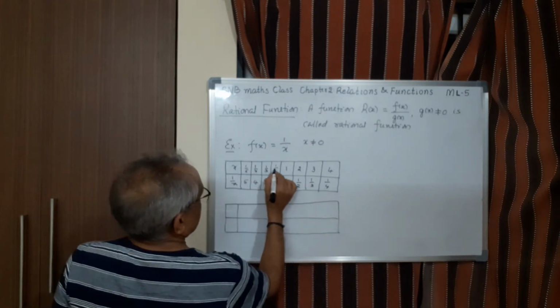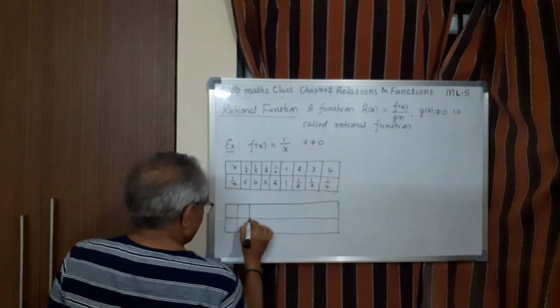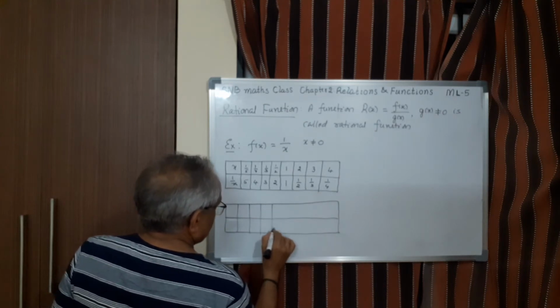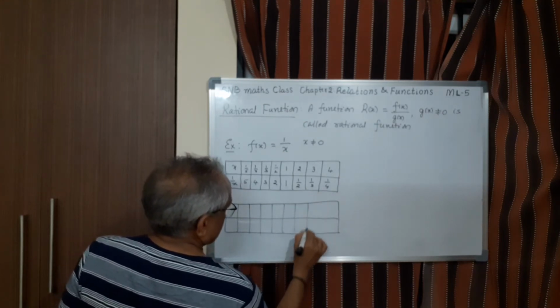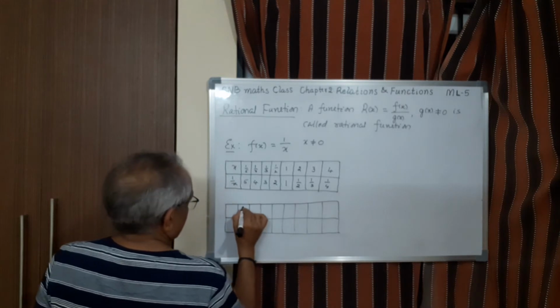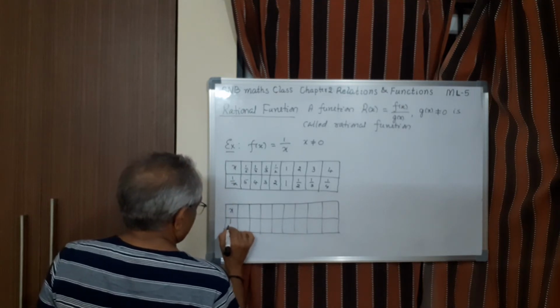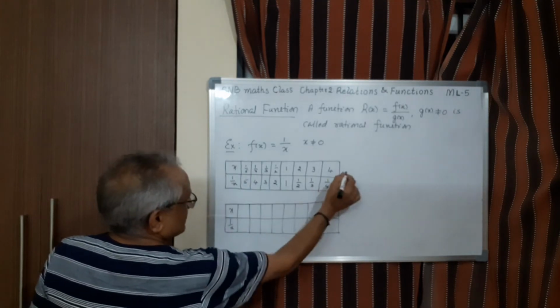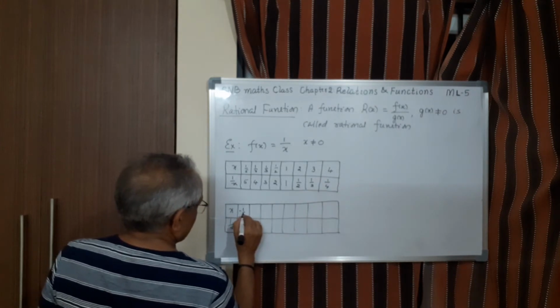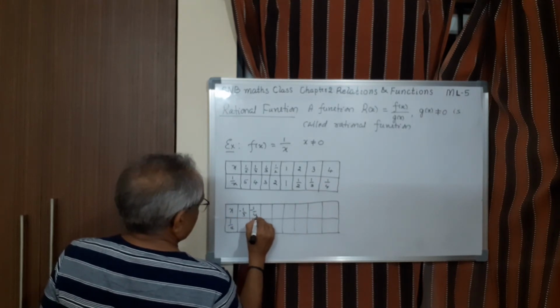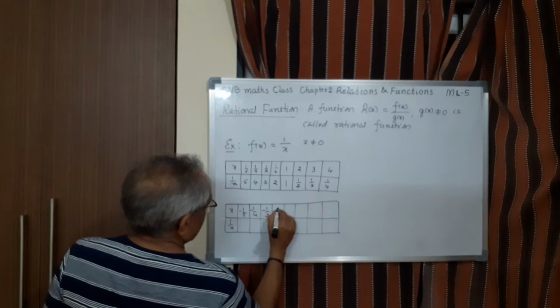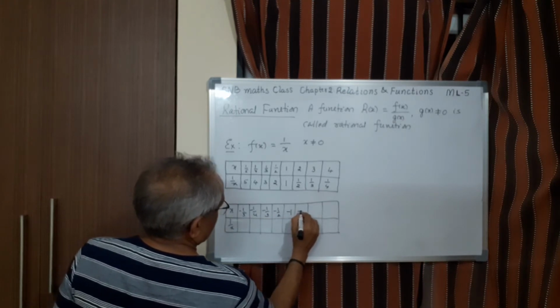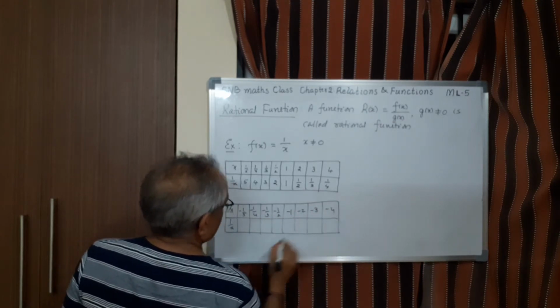So 1, 2, 3, 4, 5, 6, 7, 8. 8 table columns. 1, 2, 3, 4, 5, 6, 7, 8. So here what I do is x and 1 by x. I will take exactly the same thing but with negative sign. Minus 1 by 5, minus 1 by 4, minus 1 by 3, minus 1 by 2, minus 1, minus 2, minus 3, minus 4. So what happens here?